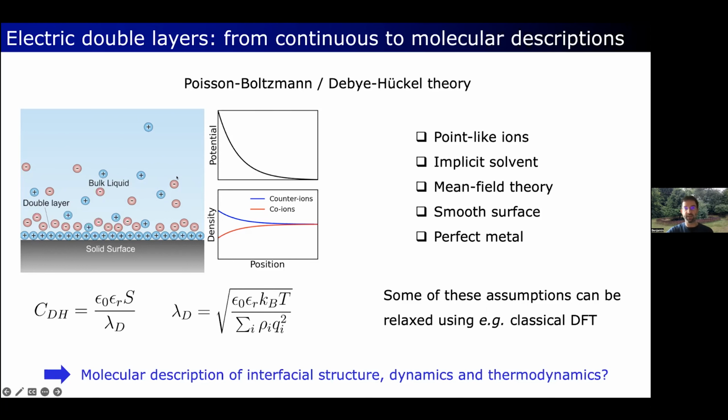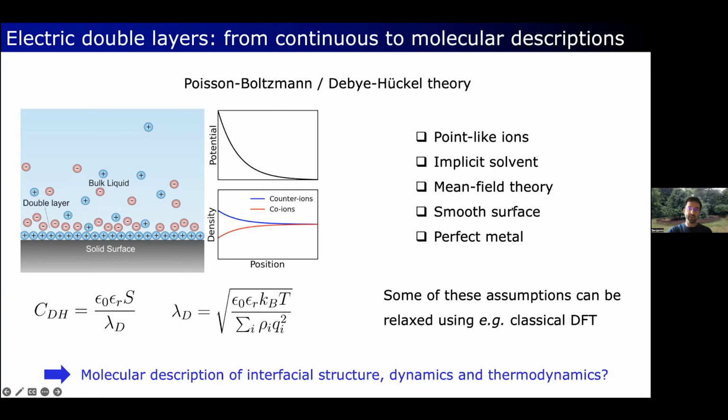And the standard theory for the description of such electric double layers is called Poisson-Boltzmann theory, which captures both electrostatic and entropic components. If you linearize Poisson-Boltzmann theory, you get the Debye-Hückel theory, which is maybe more familiar to some of you. And this Poisson-Boltzmann or Debye-Hückel theory makes a number of assumptions to describe the system. For example, you consider point-like ions in an implicit solvent characterized by its permittivity.